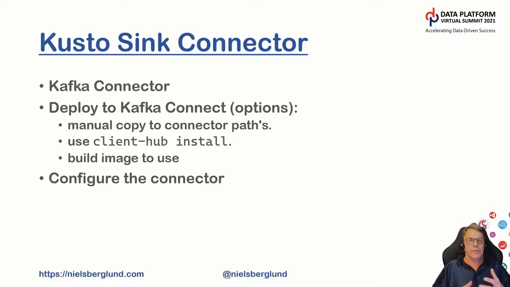Confluent Hub install, where with one or two lines of code, we can tell Kafka Connect to install this connector. Or finally, we can take a base image in Docker, and from that image build a new Connect image, including this Kusto Sink connector. And that is what I have done. I have taken a base image, added the Kusto Sink connector to the base image, built it, and pushed it up to an Azure container instance.